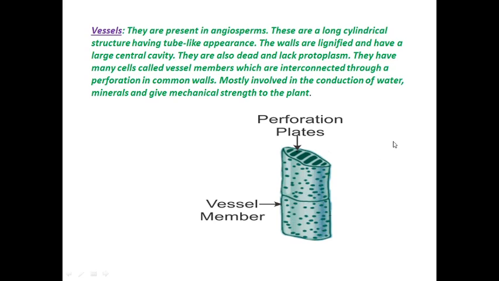So when the vessel members are stacked upon one another, they form a long tube-like structure. Individually, they have perforation plates through which the water goes from one vessel member to another vessel member. This component of xylem is also dead. Fine, and they are present in angiosperms.